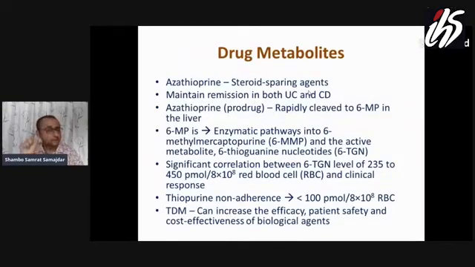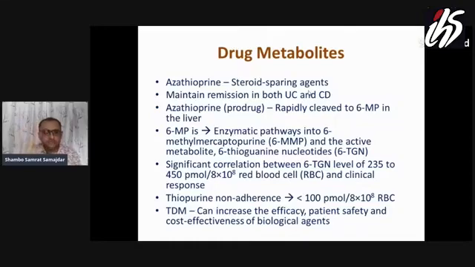Now, coming to each portion, I will be brief. Like estimation of different drug metabolites, just one important molecule is azathioprine. We know that this is a steroid sparing agent and it maintains remission in both ulcerative colitis and Crohn's disease. Now azathioprine, as a prodrug, is rapidly cleaved to 6-mercaptopurine in the liver, and now 6-mercaptopurine via enzymatic pathway will produce 6-methyl-mercaptopurine and one active metabolite known as 6-thioguanine nucleotides or 6-TGN. This 6-TGN can be measured.